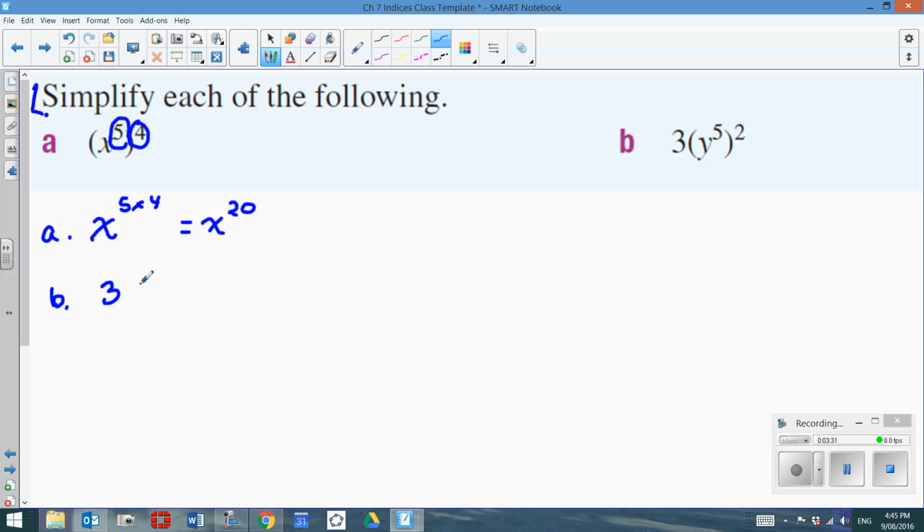The second example has a couple extra values. It has this 3 in the front. The 3 is a coefficient, though. It does not raise to the 5th, and it does not raise to the 2nd because it's not part of the brackets. So I'm going to leave the 3 alone. It's just kind of hanging out for the ride. The y is what happens to have 2 indices. So 5 times 2, I'm going to use as my new rule. Power to a power, I multiply. So 3 times y to the 10th.